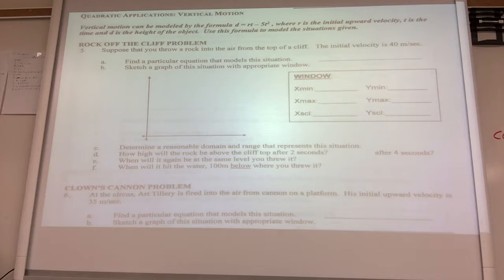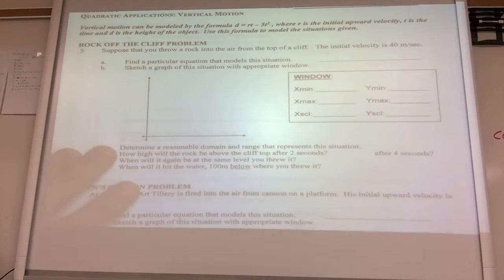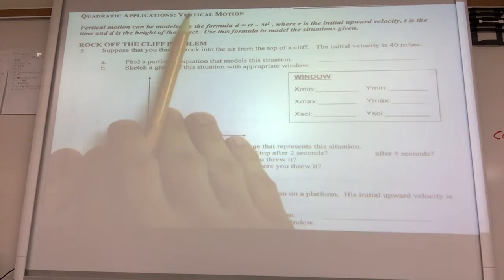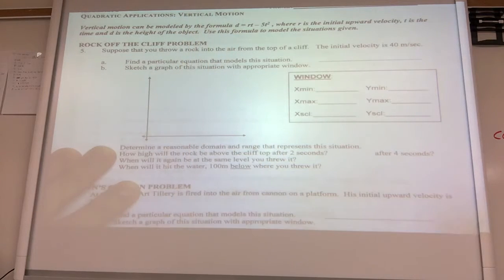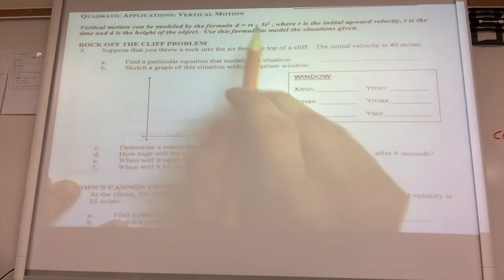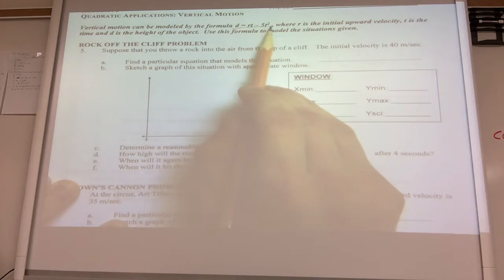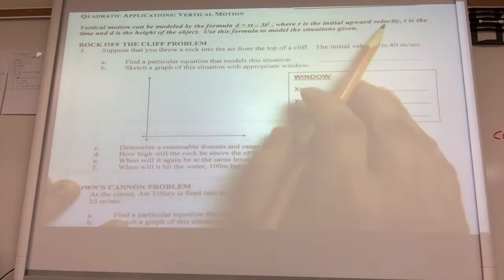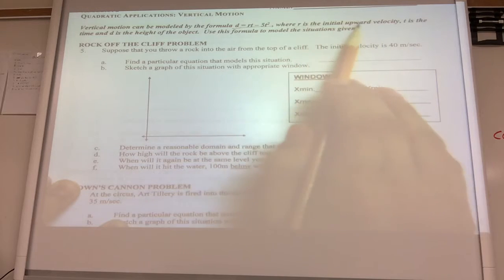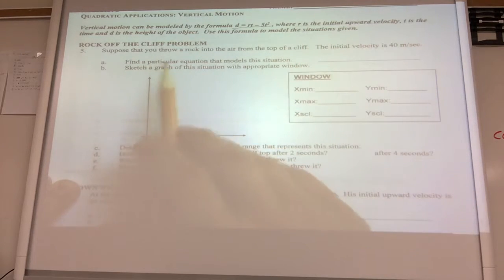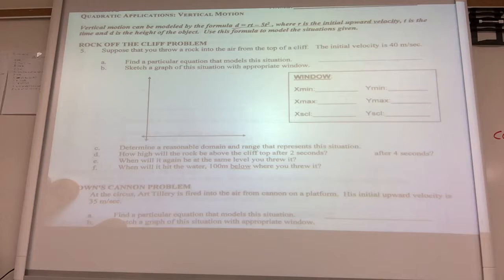So this video, we're still talking about vertical motion, but it's a slightly different context than what we were viewing yesterday and the day before, but the same general idea. It says vertical motion can be modeled by the formula d equals rt minus 5t squared, where r is the initial upward velocity, so that's important. r is the velocity, t is the time, and d is the height of the object. Use the formula to model the situation given.